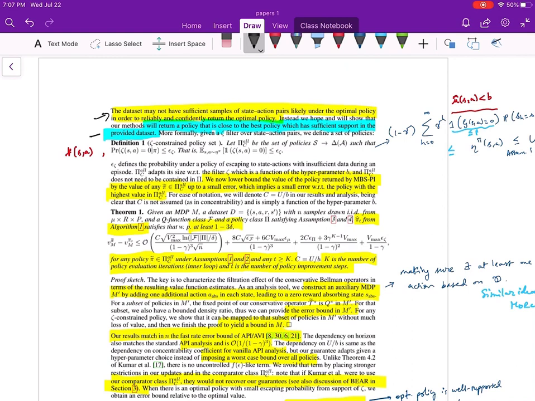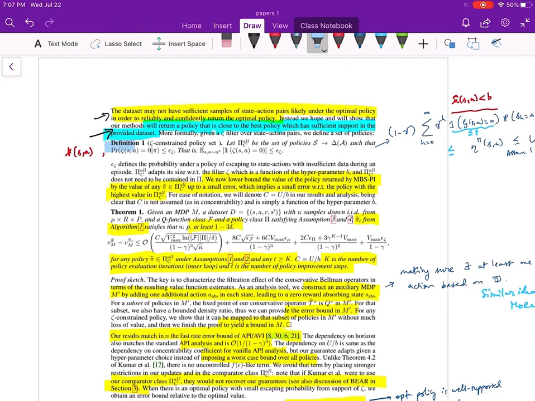And they promise that it will return a policy which is close to the best policy, which has sufficient support in the provided dataset. Yes, pi star over the support, which spans over the dataset policy. Yeah, so let's go ahead with the definition here.